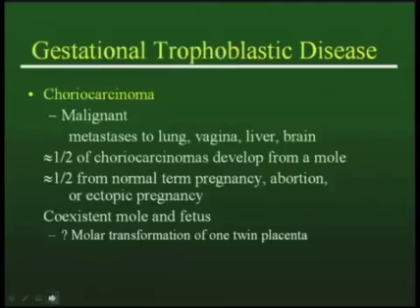Once you have metastases, however, then you're in the category of choriocarcinoma. The metastases could spread to the lung, the vagina, the liver, or the brain. The statistic usually given about these molar pregnancies is that about half of choriocarcinomas arise from molar pregnancy, and the other half arise in a different setting, possibly ectopic or abortion. There is the phenomenon of a coexistent molar pregnancy and a fetus. This is very uncommon, and one assumption is that this represents molar transformation of one of the twin pregnancies.